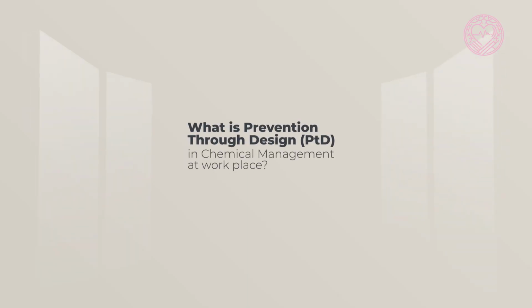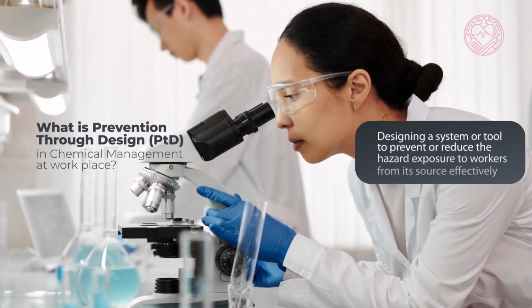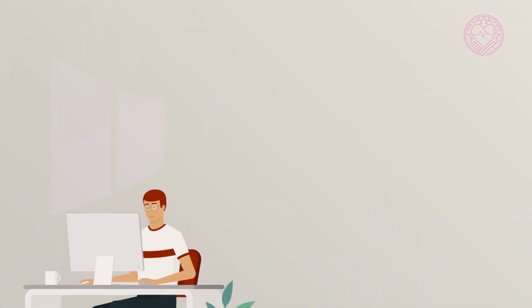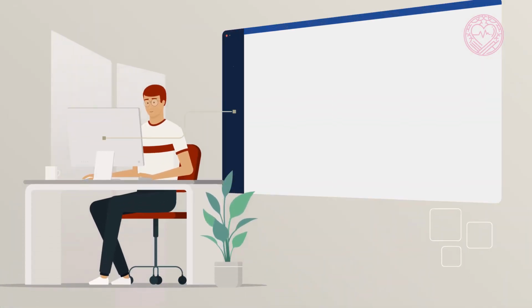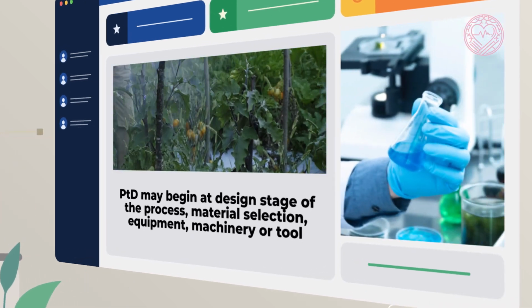What is Prevention Through Design (PTD) in chemical management at the workplace? PTD may begin at the design stage of the process, material selection, equipment, machinery, or tool.